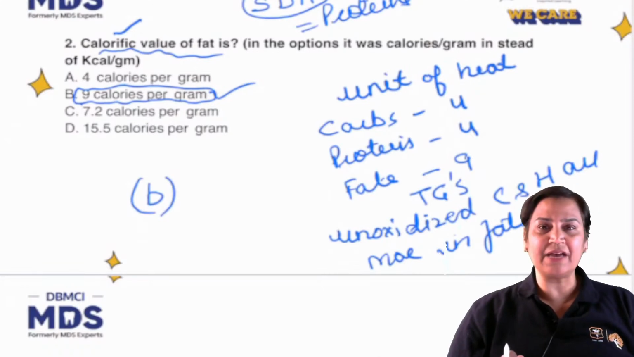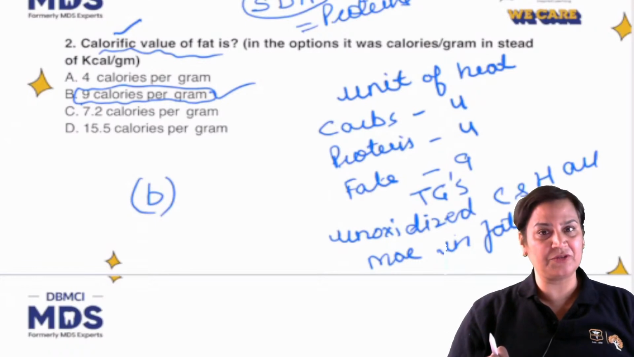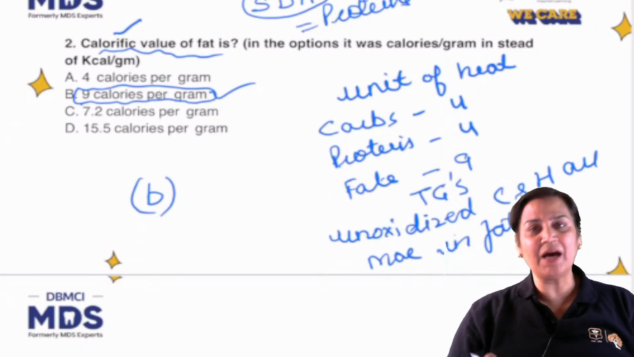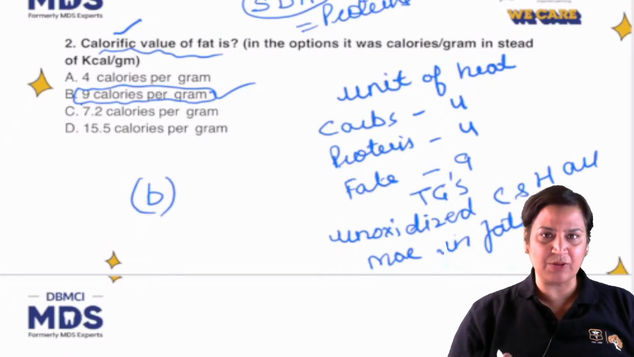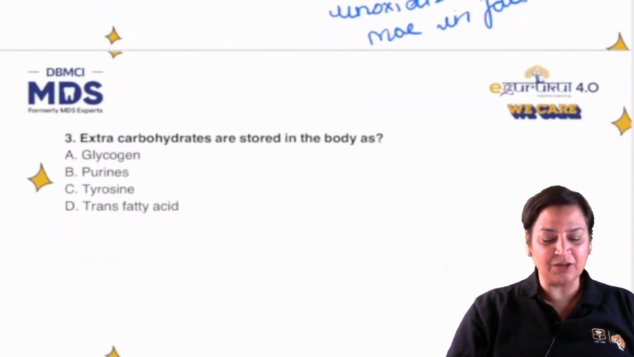Because the main focus I have seen is on nutritional biochemistry. This question is actually from nutritional biochemistry. Calorific value, BMR, BMI, these are the frequently asked questions nowadays. Okay, then moving on to the third question.